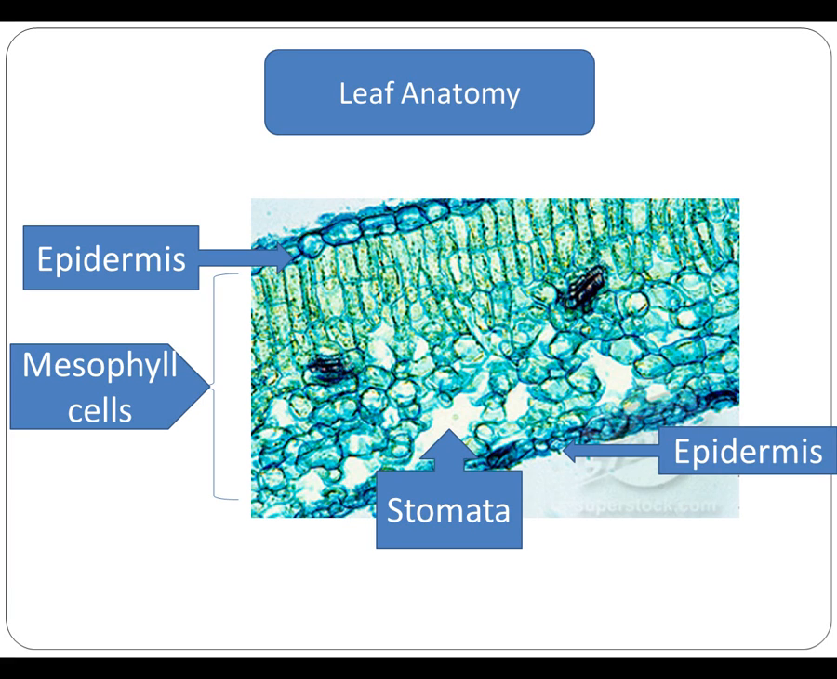The protective epidermal layers. On the under epidermal layer, we have the stomata, which are just openings for gas exchange and water conservation. And in the middle, we have the mesophyll cells that carry out photosynthesis. Any other questions about basic leaf anatomy before we move on?